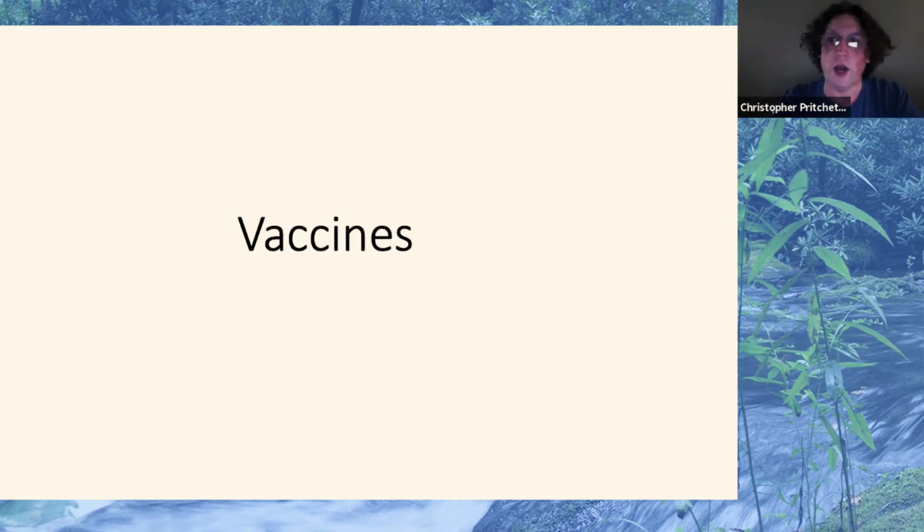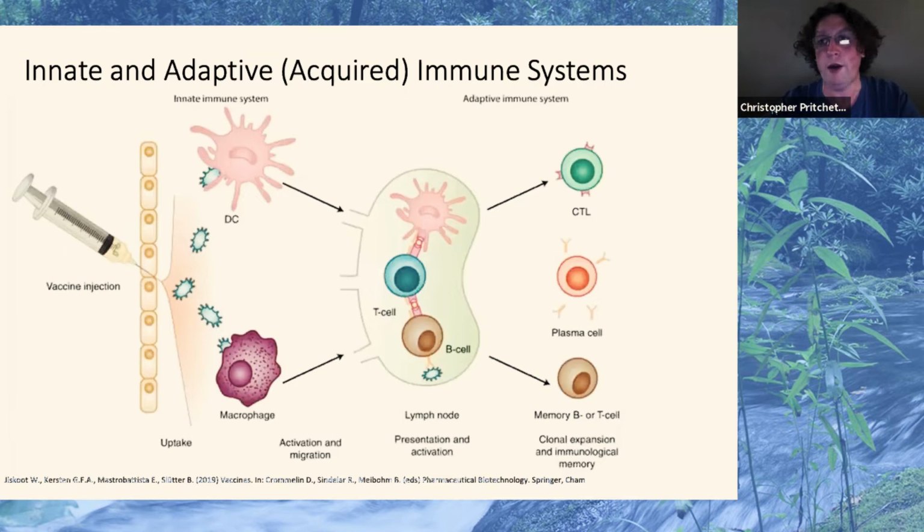I want to talk a little bit about the different types of vaccines and how they work. In order to do that, we have to talk a little bit about the immune system. The immune system of humans, we break up into two sections: the innate and the adaptive, or acquired, immune system.